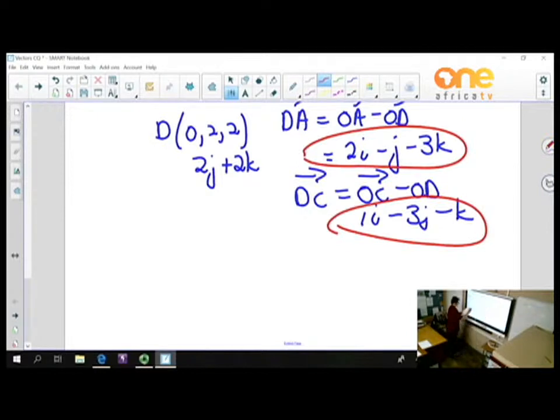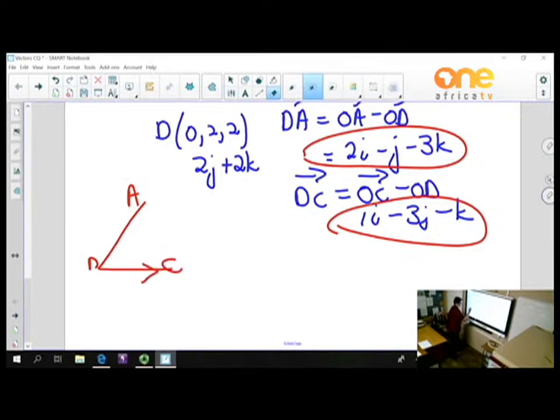Because they want you to find angle ADC, we need vectors DA and DC, which we luckily have there on that side.